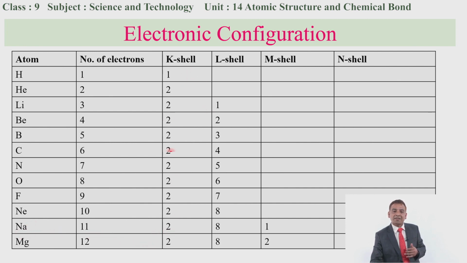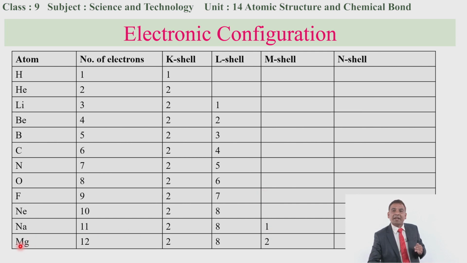Here sodium has altogether 11 electrons. So these 11 electrons have been configured into 3 shells. The K shell can accommodate only 2 electrons, as well as the L shell can accommodate 8 electrons. The L shell cannot accommodate more than 8 electrons. So the rest of 1 electron, that is the 11th electron, has been kept at the M shell.